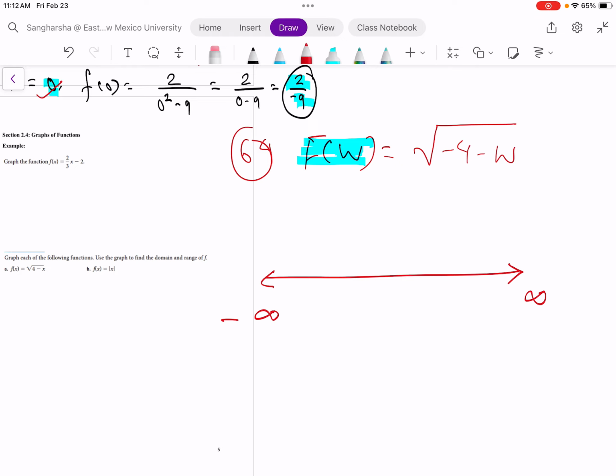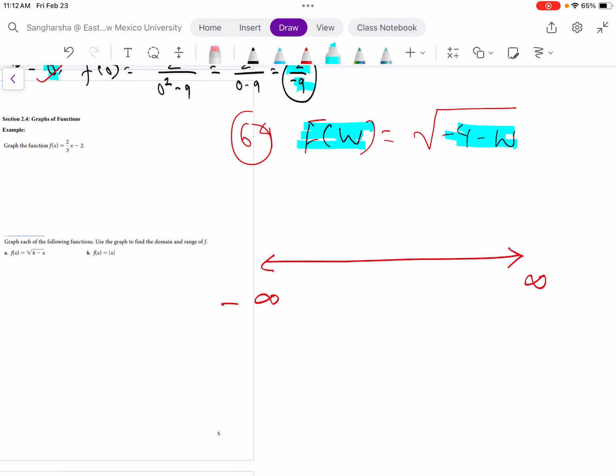We have a square root. What kind of number do we need to have under the square root? It has to be positive or 0, right? It can be 0. The square root of 0 is 0. So we can have 0 or positive. That means whatever expression we have under this radical sign has to be equal to 0 or greater than 0. That is, we have an inequality here.